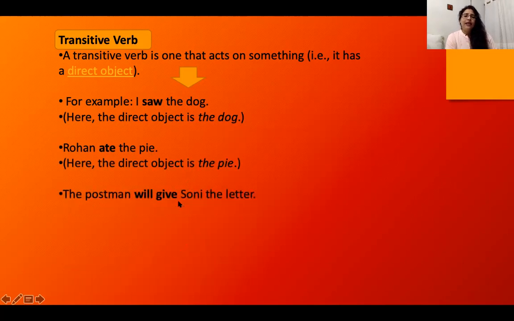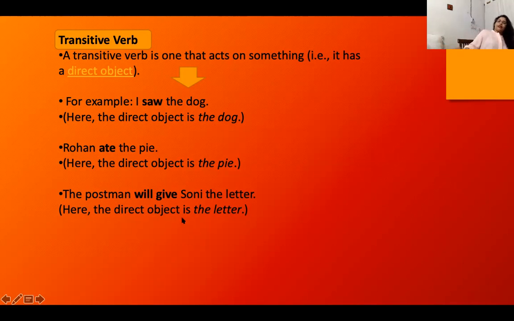Next, when I say the postman will give Sony the letter, it means that the postman is the subject, and he is performing a direct action on whom? Sony. So here, Sony, the letter. Here the direct object is the letter. Sony is the indirect object. So letter becomes a direct object.